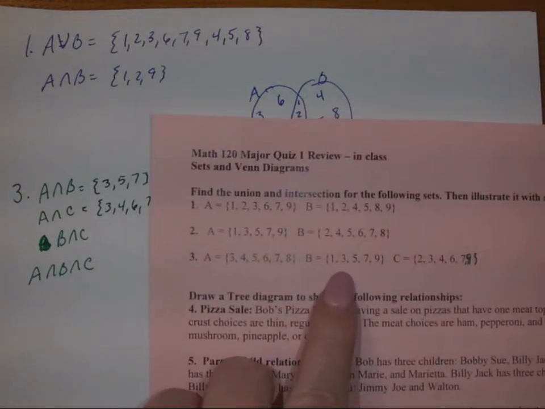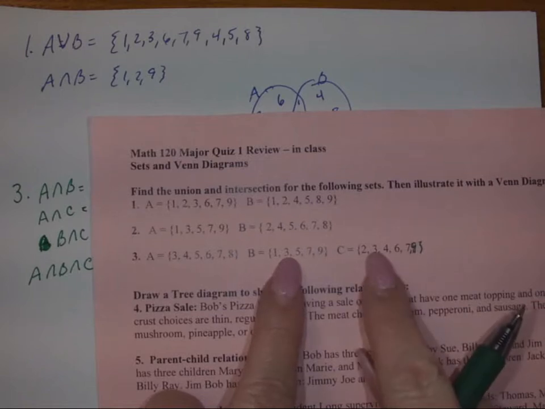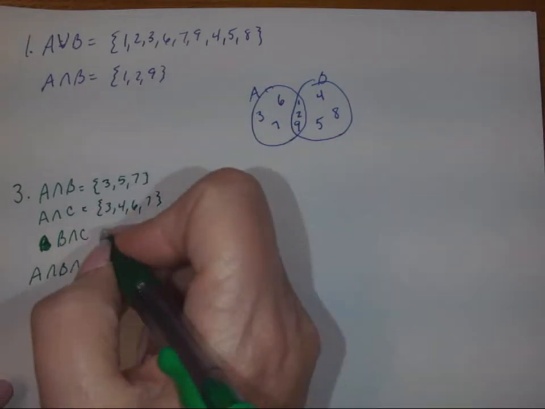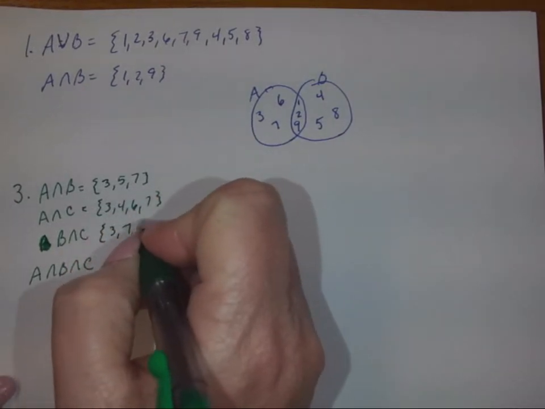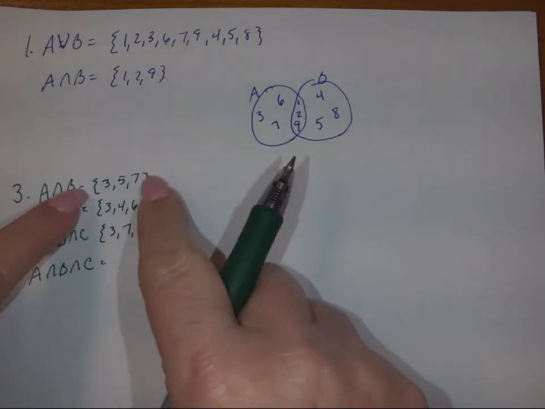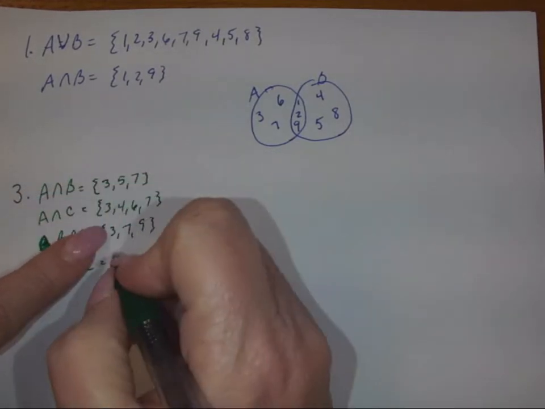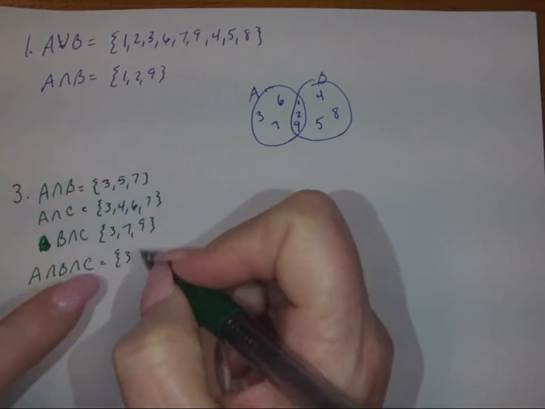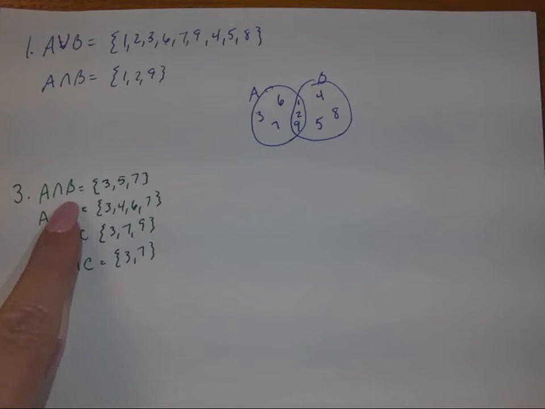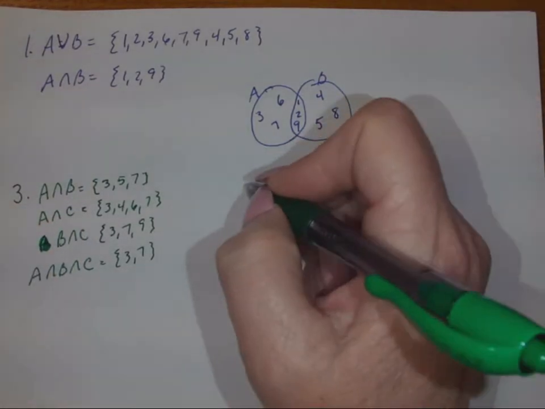Between B and C, they have 3, and they have 7, and they have 9. So 3, 7, and 9. And then between A, B, and C, we can look at what they have in common here. So they all have a 3, and they all have a 7. Those are the only two things that they have in common through all three sets. You can look at it this way because it had to have in common with the two sets in order to have it in common with all three. So instead of staring at them all, but you can always double check by looking.